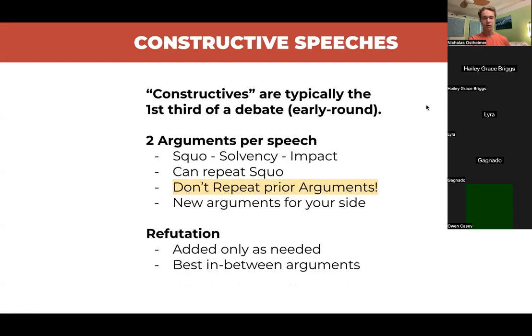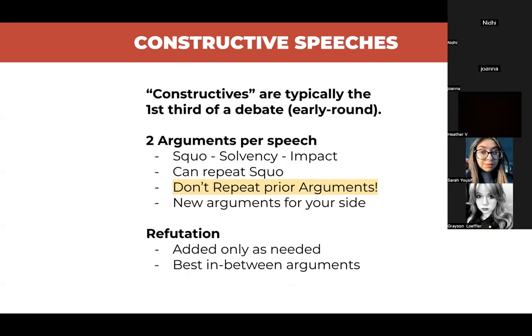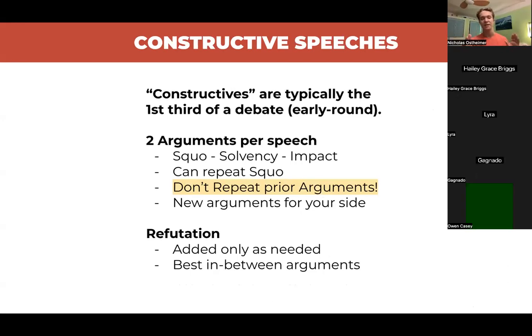Moving on to the different types of speeches. So before I jump into this thing about constructive speeches, let me preface this by saying congressional debate is not a speech event. It is very much a debate event. As a speaker, it is your job to adapt to the round and add new content to the round. That means that depending when in the debate you are speaking, you have to adjust and adapt your speech to add something new and constructive to the debate.